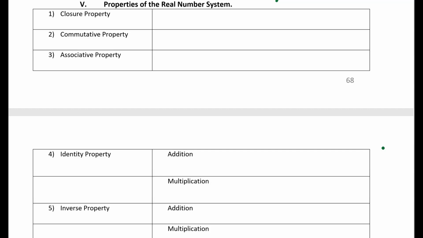So the closure property. Remember that the closure property just says when you do an operation, you get an answer that's also in that same number system. So for instance, if you take a real number plus a real number, you always get a real number answer. If you multiply, you always get a real number answer.